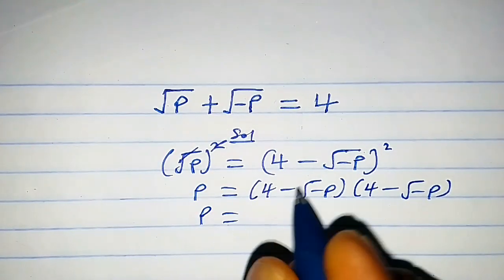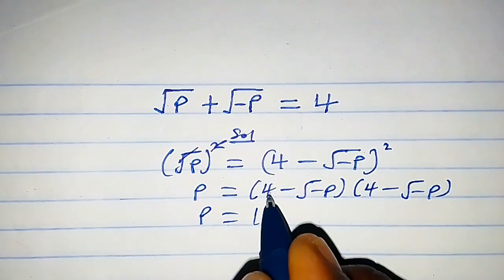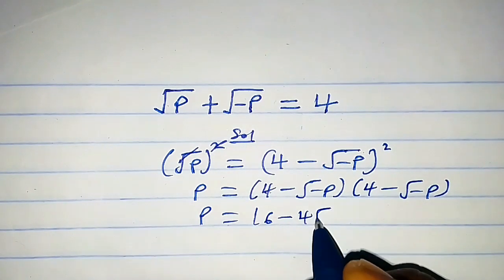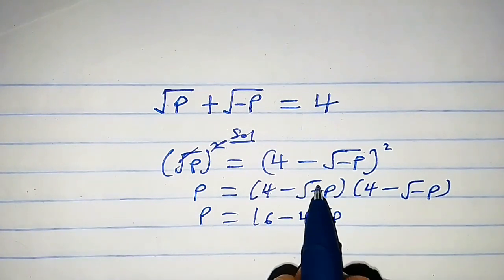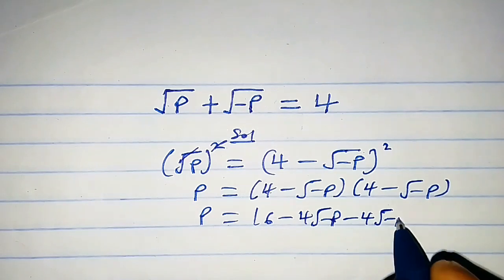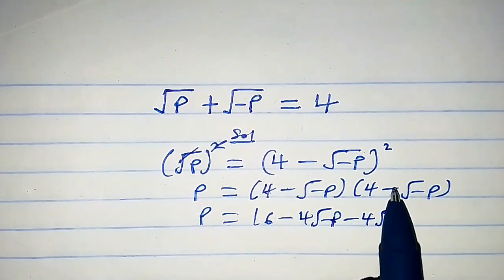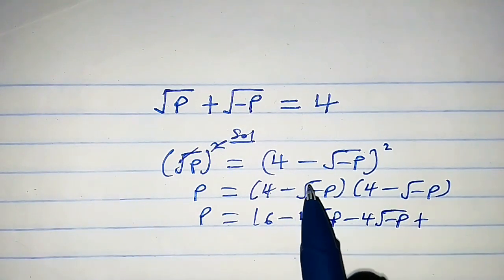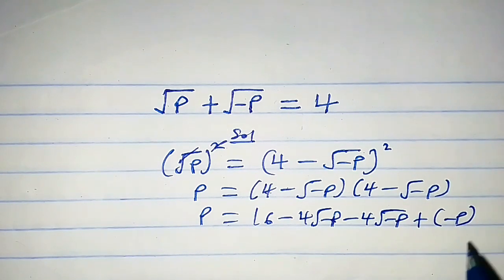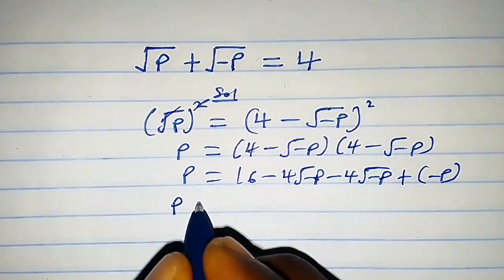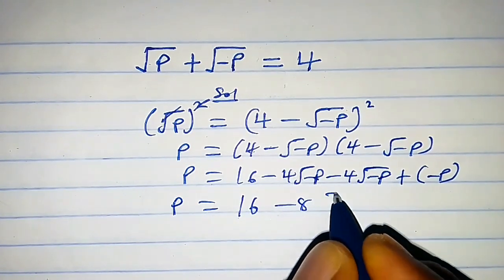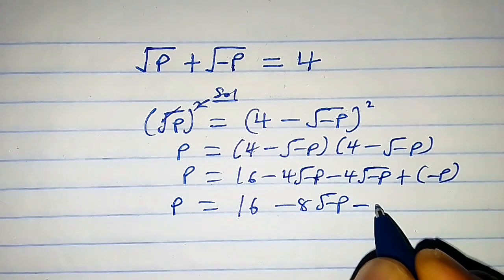So we're going to have p equals 4 times 4, that is 16. 4 times negative square root of minus p, we have minus 4 square root of minus p. Minus square root of minus p times 4, we have minus 4 times square root of negative p. Minus times minus, we have plus. Square root of minus p times square root of minus p, we have minus p. So let's add these. We're going to have p equals 16 minus 8 times square root of minus p minus p.